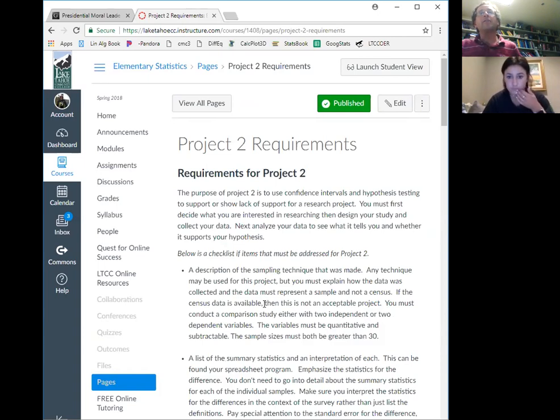The second thing you want to do is decide on your hypothesis. And it's not Project 1, so don't get confused between Project 1 and Project 2. In Project 2, you do not have to conduct a survey. You can grab data that's out there, say from the internet or from wherever it is that you can find.